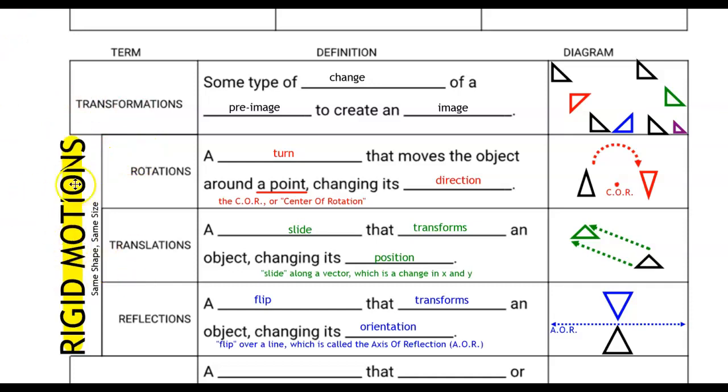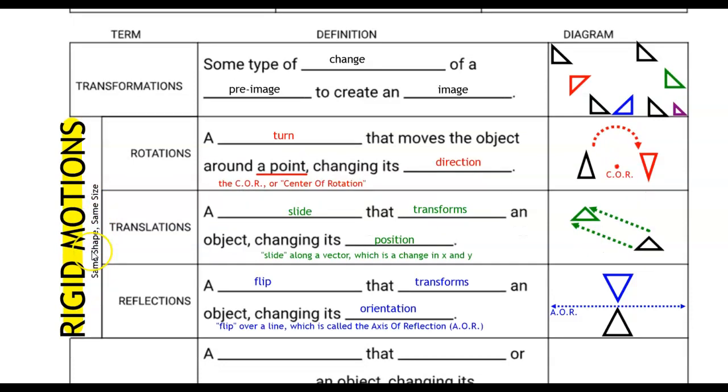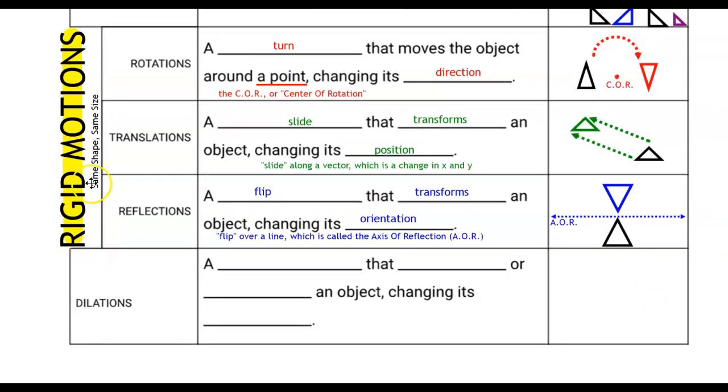That's what I labeled in here. The rigid motions have the same shape and the same size. That's important. Now there's one transformation that does not preserve size. As you can imagine, that would be the dilations, otherwise known as the stretching or shrinking. And here is the definition for that. A dilation is a transformation that stretches or shrinks an object, changing its size.